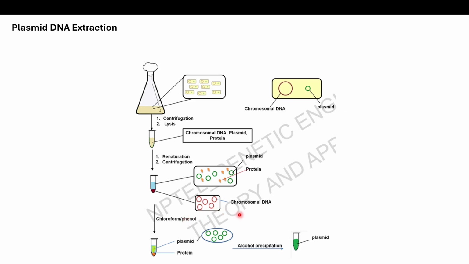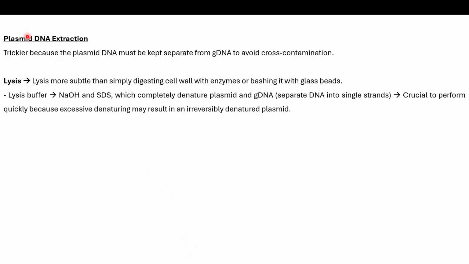Now, for plasmid DNA isolation, multiple rounds of chloroform and phenol treatment are given so that finally we can purify the plasmid. Okay, so we'll look at it one by one slowly. In plasmid DNA extraction, it is trickier because plasmid DNA must be separated from the genomic DNA, simplified as gDNA, to avoid cross-contamination. Genomic or chromosomal DNA is much, much heavier than the plasmid DNA, the circular double-stranded DNA that is present.